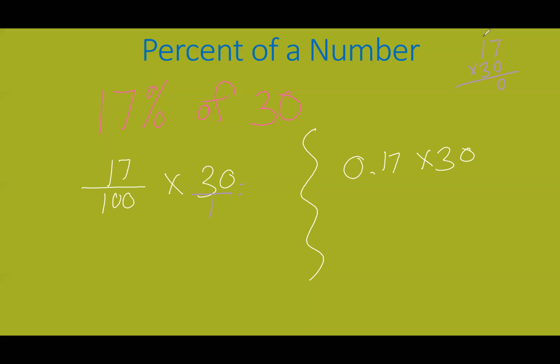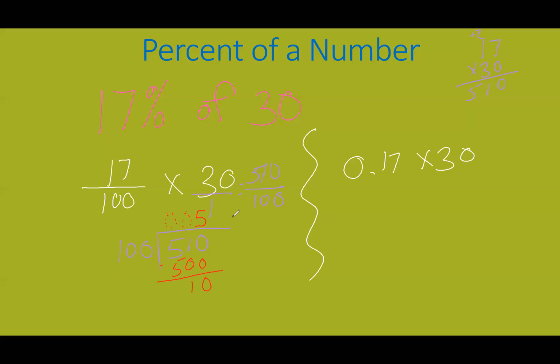3 times 7 is 21. 3, 4, 5. 510 over 100 times 1 is 100. Awesome. So what's 510 divided by 100? Well, let's see. It can't go here. It can't go here. But it can go into 510 5 times. 5 times 100. But now look what I have left, a 10.